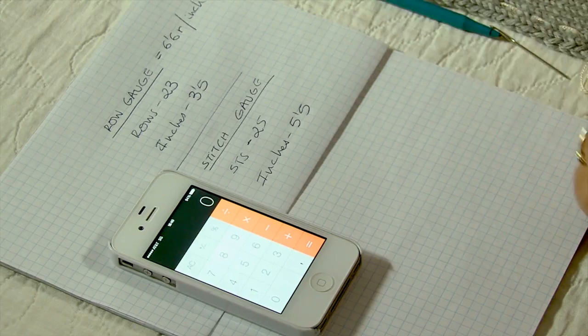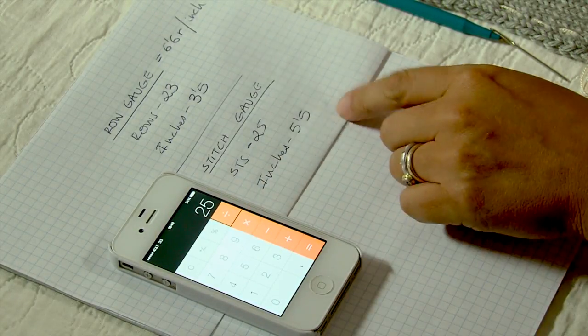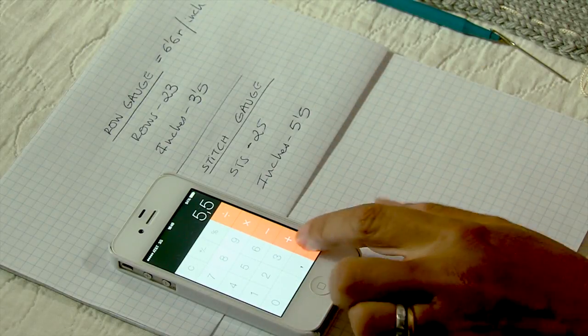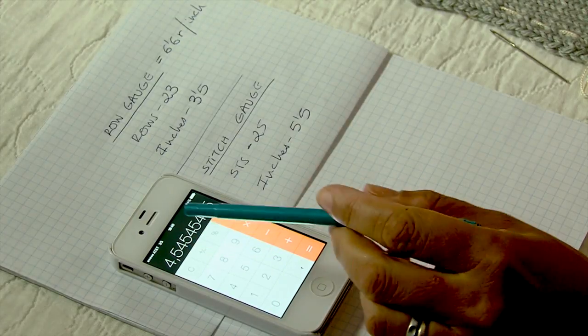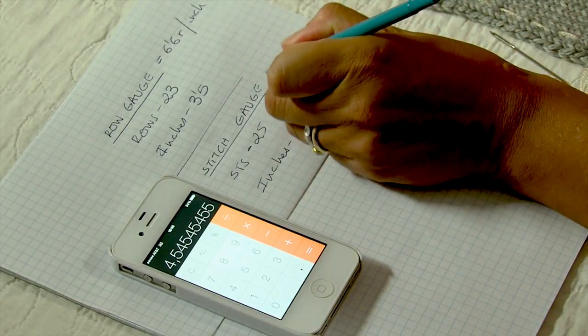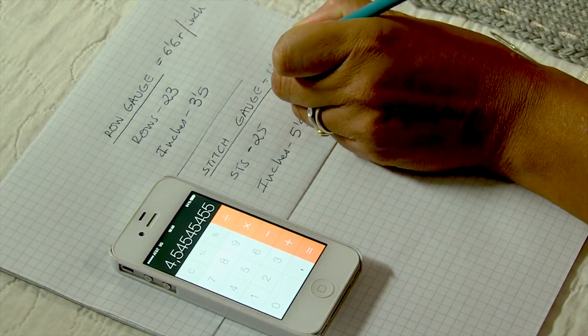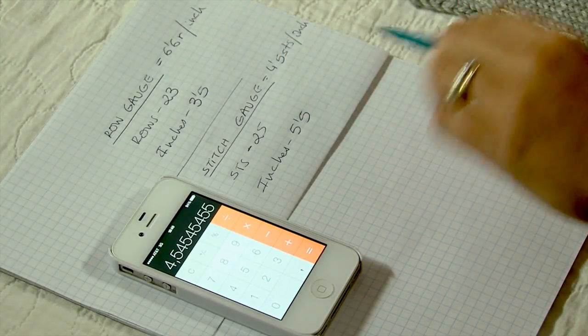And then you can compare it to your pattern, which will always give you an indication of your necessary gauge. And then let's do the same with the stitches. You have 25 stitches, and you're going to divide them by 5.5 inches, and that will give you 4.54, which, 4 is under 5, so you're just going to ignore it and say 4.5 stitches per inch. And that's how you calculate your gauge.